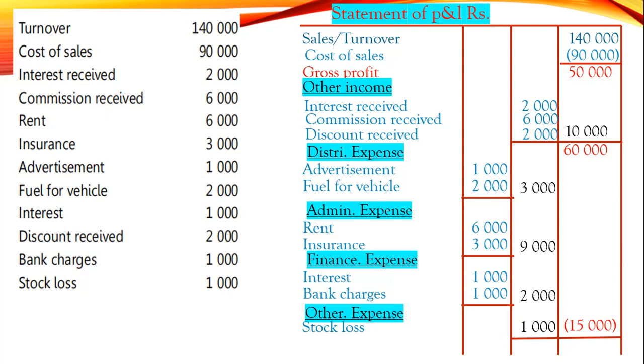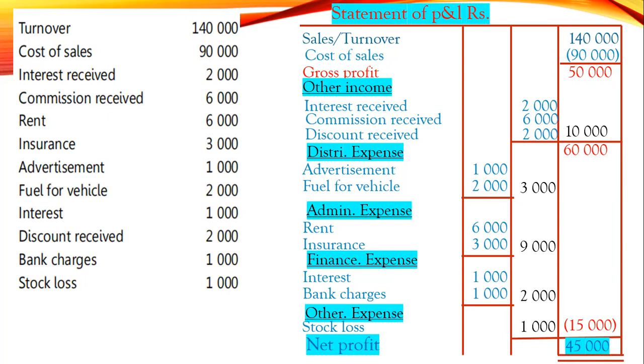So gross profit plus other income, already I have given you 60. Out of 60, if you deduct 15,000, then you will be getting 45,000. How do we call this 45,000? That's the net profit. So net profit is 45,000 rupees. That's all, my dear. It's very easy if you understand the format.